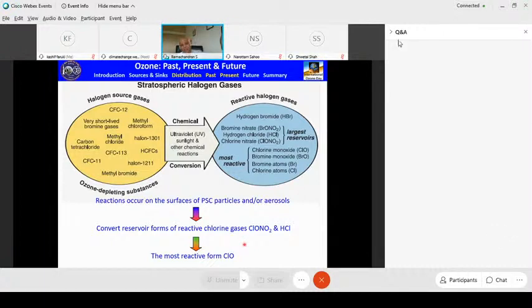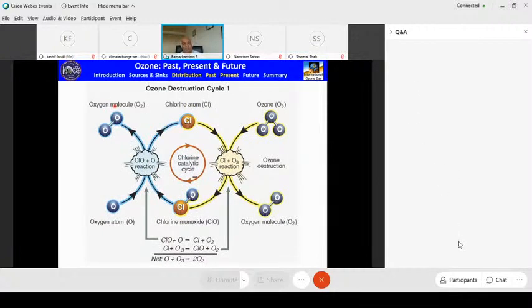One of the cycles I am showing here. We saw that the ozone molecule is produced by the reaction involving oxygen molecules. This chlorine monoxide, the ClO, is a reactive form that is converted from the halogen source gases to the reactive gas. In this reaction you can see what is destroyed: the ozone that is produced from oxygen molecules and atoms gets depleted because of the chlorine monoxide in this fashion.